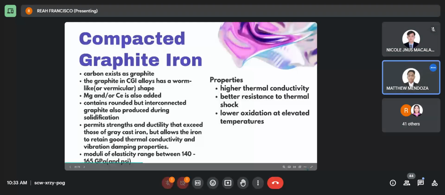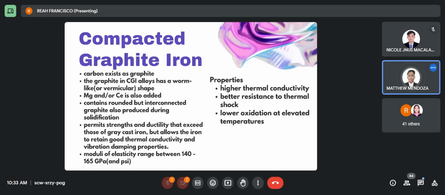So lastly is the compacted graphite iron. Carbon exists as graphite, and the graphite in CGI or compacted graphite iron has a worm-like or vermicular shape. Then magnesium and or cerium is also added, but the concentration is lower than in ductile iron. It contains rounded but interconnected graphite, also produced during solidification.